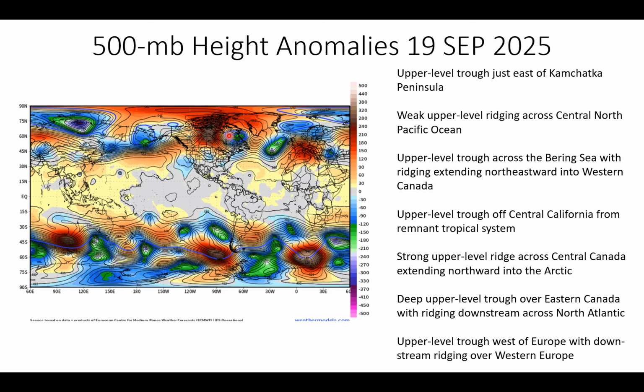And then we see another upper level low, a closed low and troughing, generally located over eastern Canada, with ridging then downstream of the trough in eastern Canada. So we got ridging back over the North Atlantic. And then we have an upper level trough just to the west of Europe with downstream ridging across Western Europe. In fact, there was talk, I just saw this article yesterday about anomalously warm temperatures for Europe once again beneath this upper level ridge.